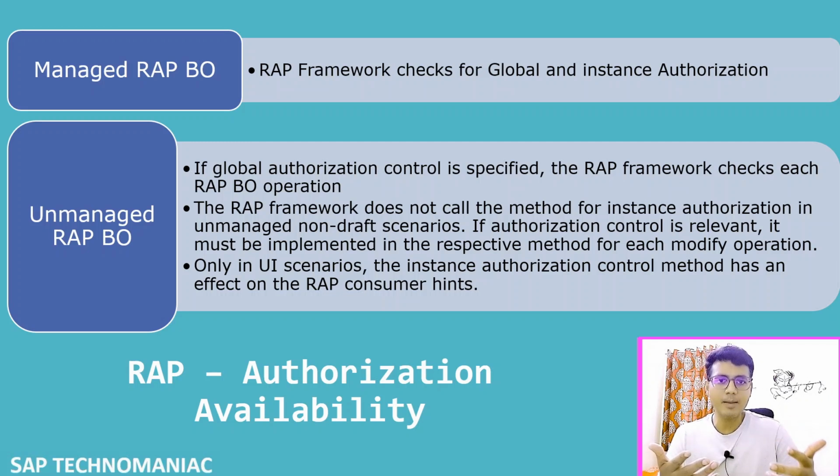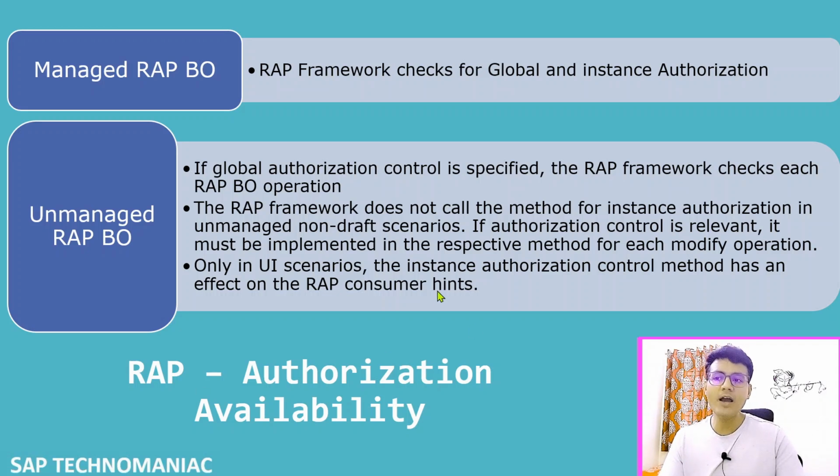I didn't discuss authorization at that time, but if you want to check it in the unmanaged scenario, put a breakpoint where you are checking the instance authorization and try to execute any operation. It will not be called. Why will it not be called? In the unmanaged scenario it will not be derived. But what if you define some instance authorization in the unmanaged scenario? There will be only one impact.